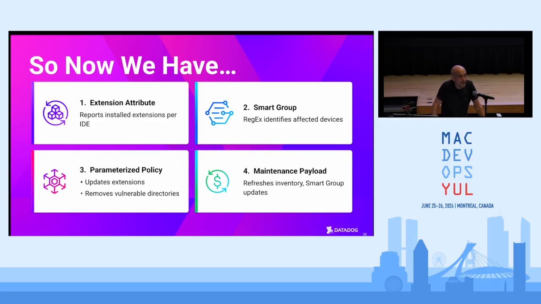And I also included a maintenance payload where it would update inventory at the end of this. That way, after it runs through the whole script, it checks back into Jamf and says, hey, this isn't on here anymore. And then they're out of that group.